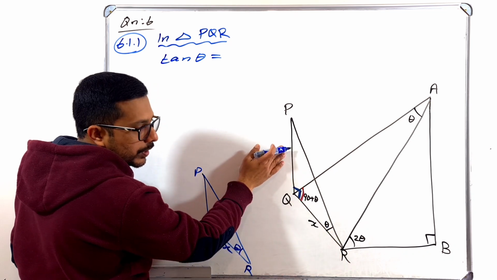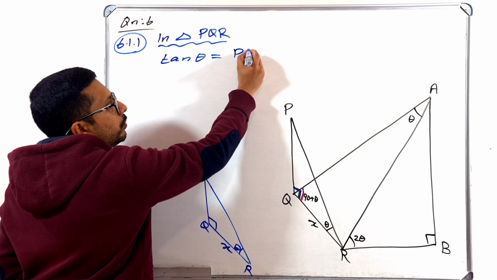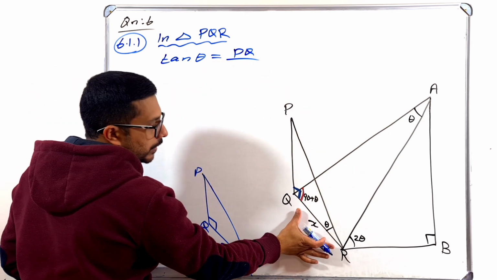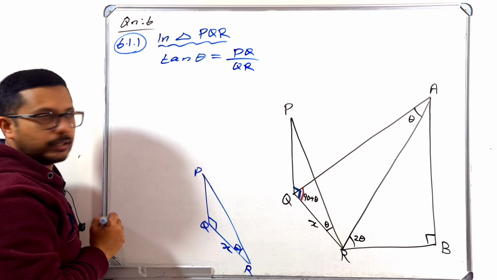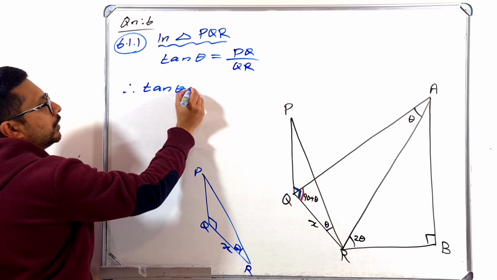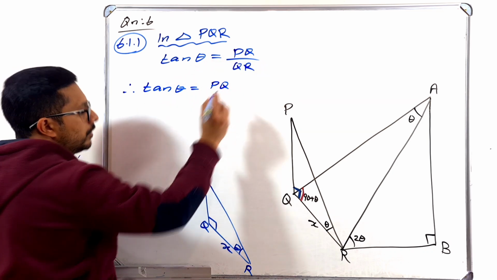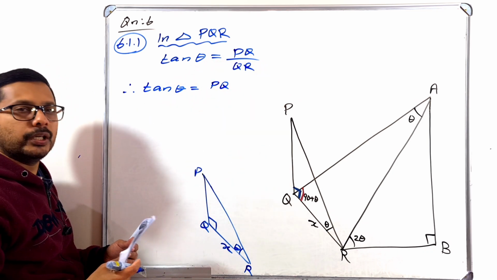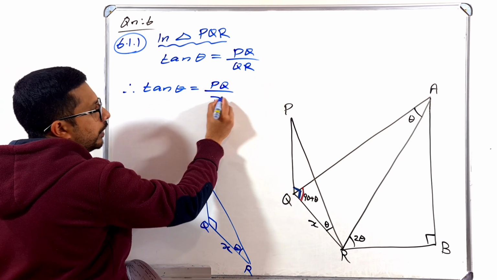Tan theta is opposite side by adjacent side. Opposite side is PQ divided by adjacent side QR. Am I right? So tan theta is equal to PQ divided by QR, which is x. That is what we want to find. First question is QP, and QP is the same as PQ.